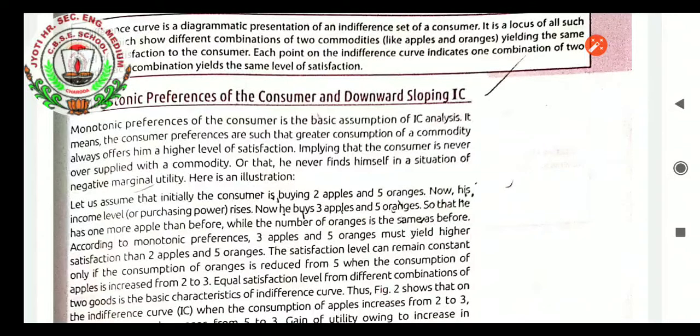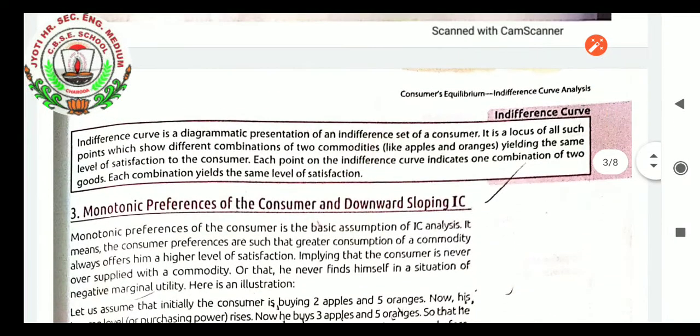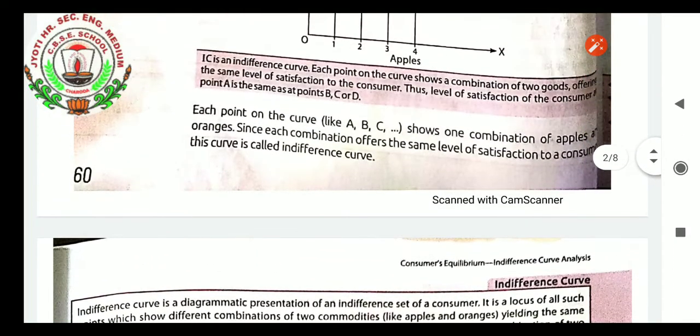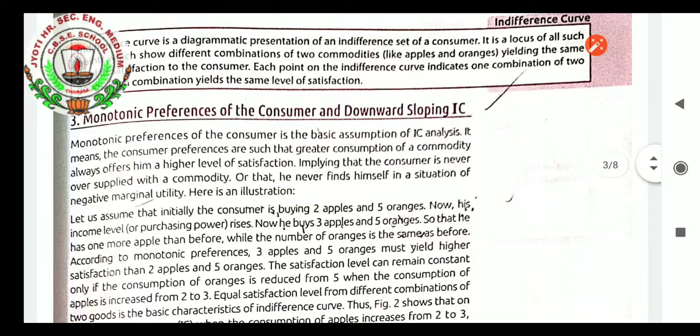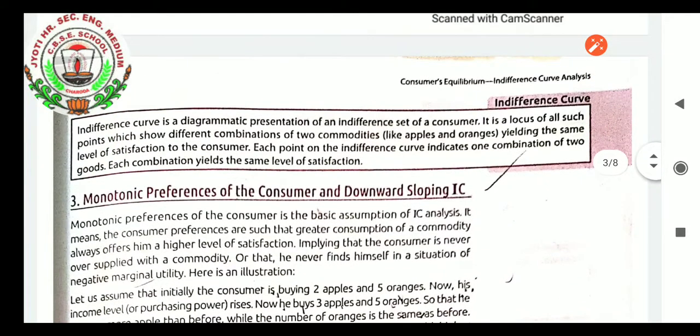Today my topic will be monotonic preference of the consumer and downward sloping IC. If you read this, it will be more clear to you. Before that, the indifference curve. As I said, what is a curve? The graph which represents the indifference set, the same set we have seen, when it is shown with the help of a graph, is known as an indifference curve. It is a diagrammatic presentation of an indifference set of a consumer.